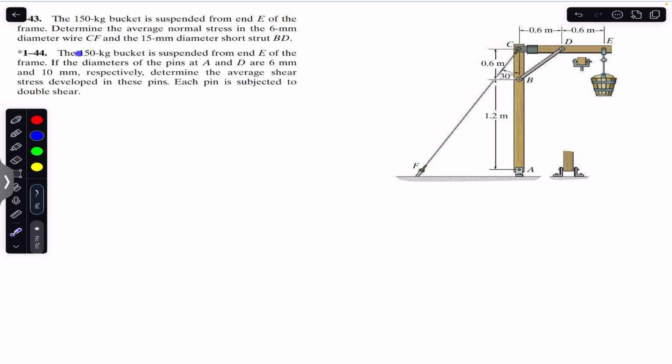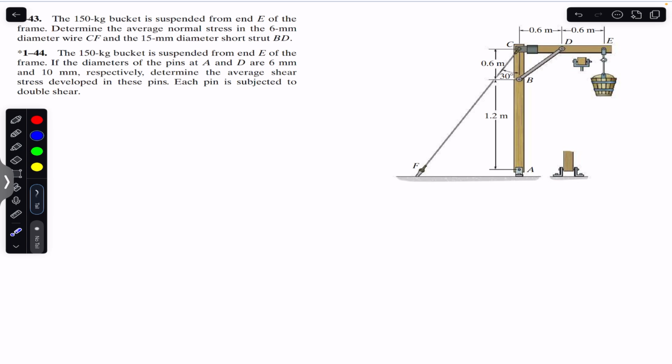And in the second part of the problem, again, the same bucket is suspended from end E. If the diameters of the pin at A and D are 6 mm and 10 mm respectively, determine the average shear stress developed in these pins. Each pin is subjected to double shear. So in the first problem, we are asked to find the average stress in this wire and this BD strut. And in the second problem, you are asked to find the shear stress in the pin at point D and in the pin at point A.